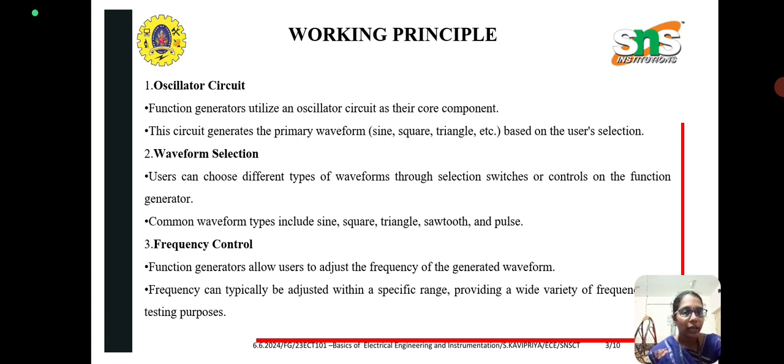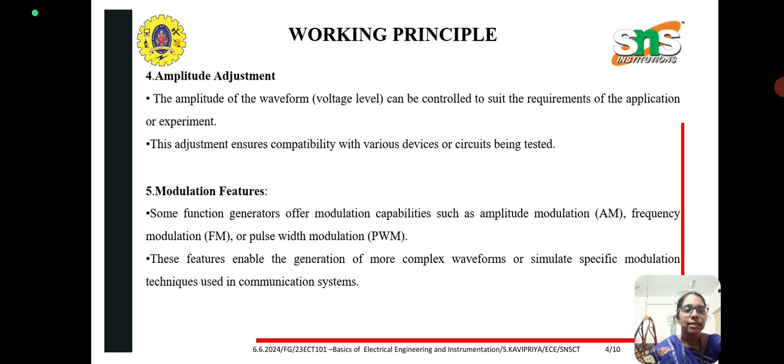Next is the frequency control. A function generator allows the user to adjust the frequency of the generated waveforms. Frequency can be adjusted within specific ranges based on the type of application. And next is the amplitude adjustment. The amplitude of the signal, which is nothing but the voltage level, can be controlled based on the requirement of the application using this amplitude adjustment. So it ensures that it is compatible with various devices or circuits being tested.